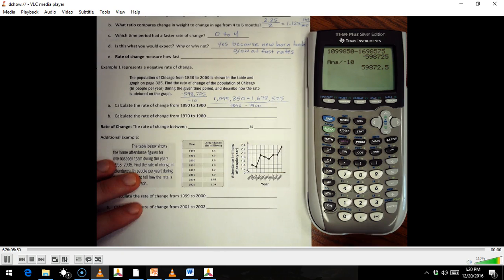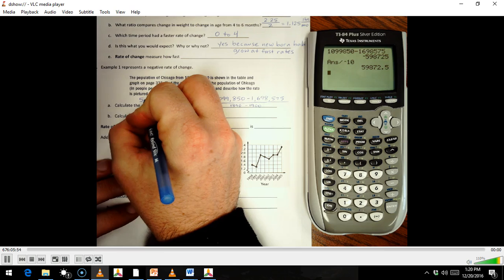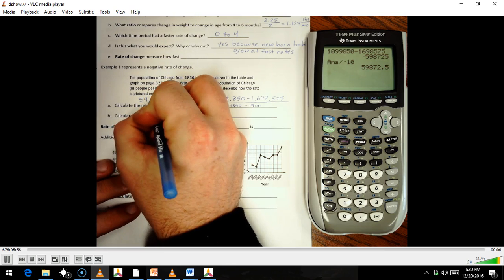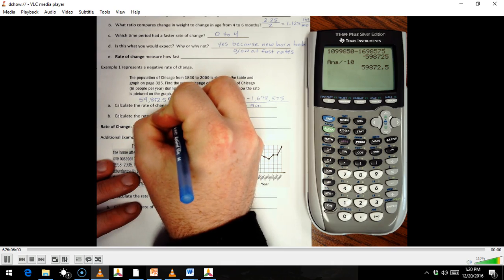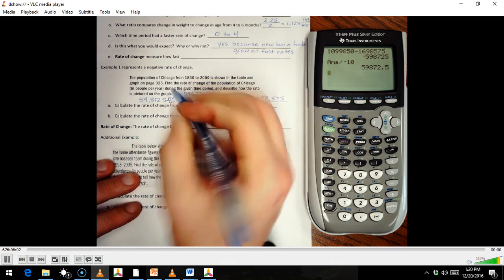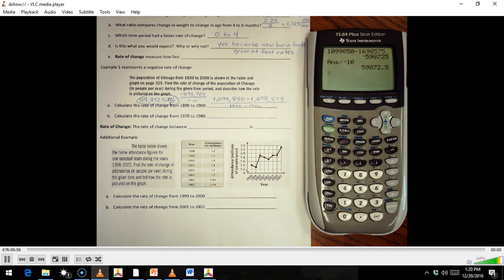The change is then 59,872.5, and then I'm going to put people per year. And that's my final answer for 3A, 59,872.5 people per year. That's the average rate of change from 1890 to 1900. I'm going to do the same thing.